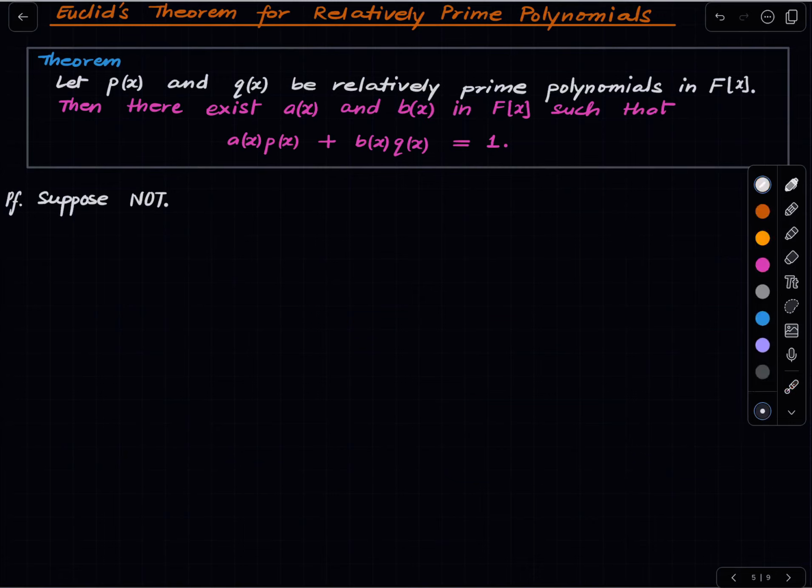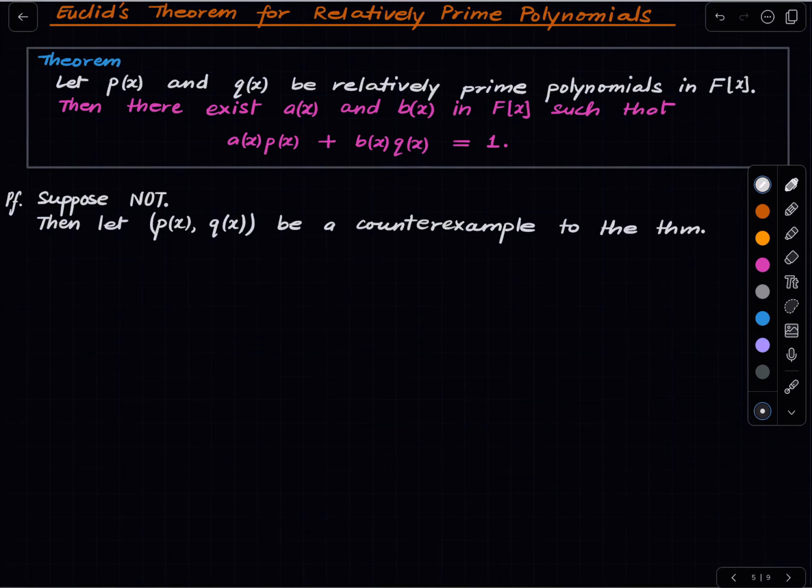So then we can find a pair of polynomials which serves as a counterexample to the theorem, such that the value of this entity, minimum degree, is smallest possible.